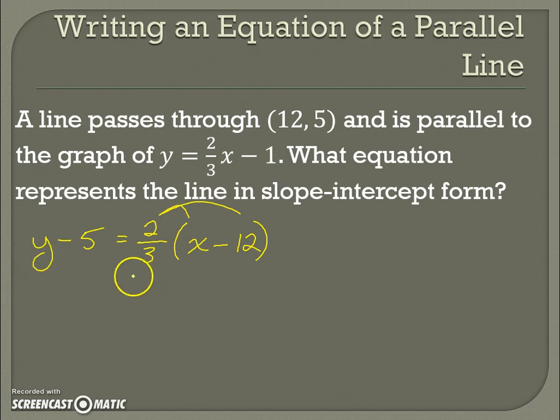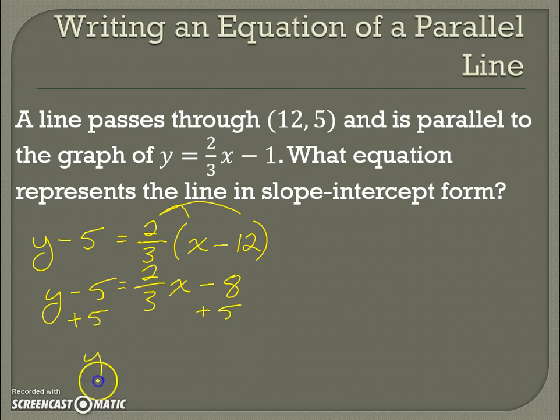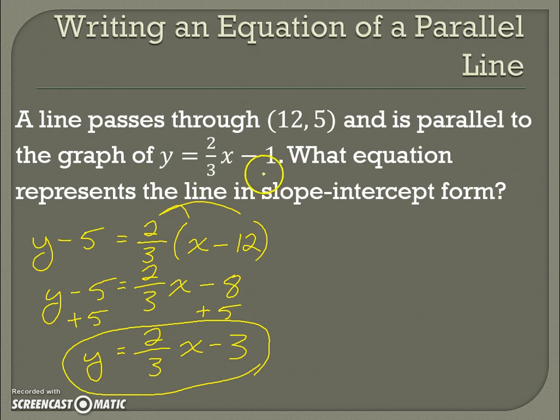I just distribute that, so I get 2/3 x minus 8. And over here I have y minus 5. So then I would just add 5 to both sides. And I get y equals 2/3 x minus 3. So there is a line that's parallel to this going through this point in slope-intercept form. All right, so hopefully you copied that down. That made sense to you.